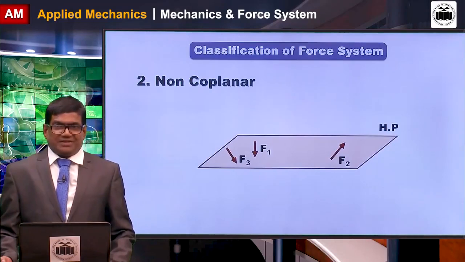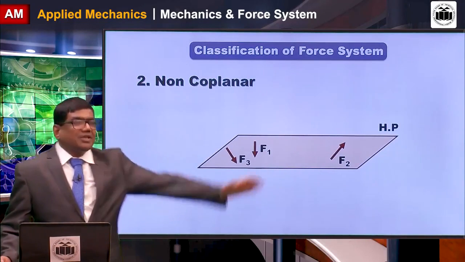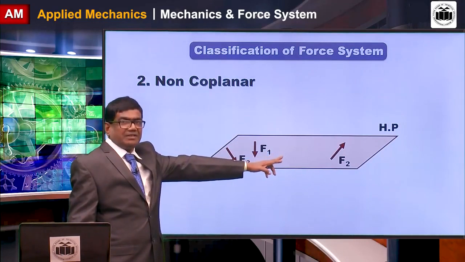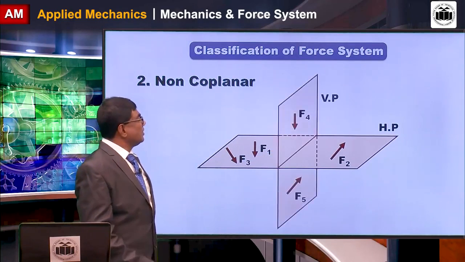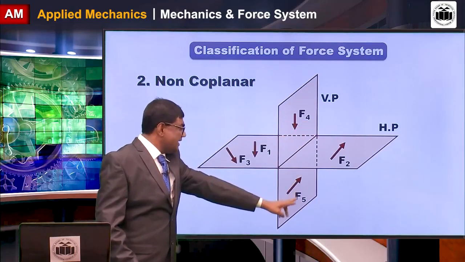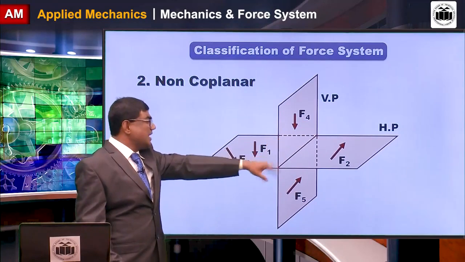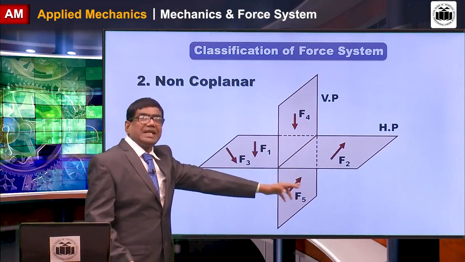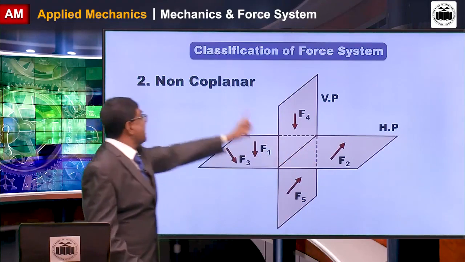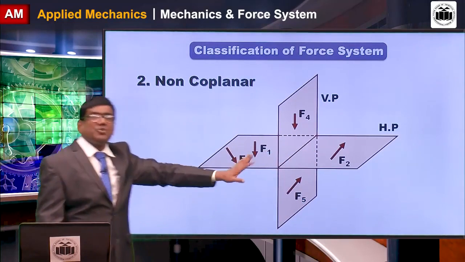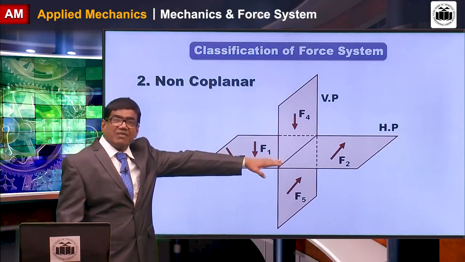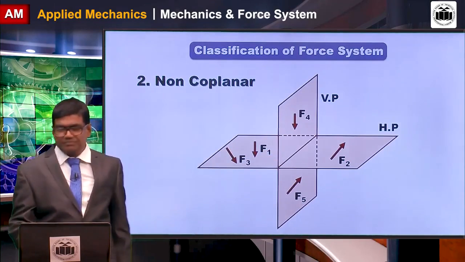Second is non-coplanar. Friends, you have seen here one horizontal plane in which these three forces are acting. But there is one more plane, a vertical plane, and in that second plane the forces F4 and F5 are acting. These two forces are also part of the total force system. Like this, the total force system is acting in two planes instead of one, so they are non-coplanar forces. This force system is known as a three-dimensional force system, and vector algebra is required for analysis of such a force system.